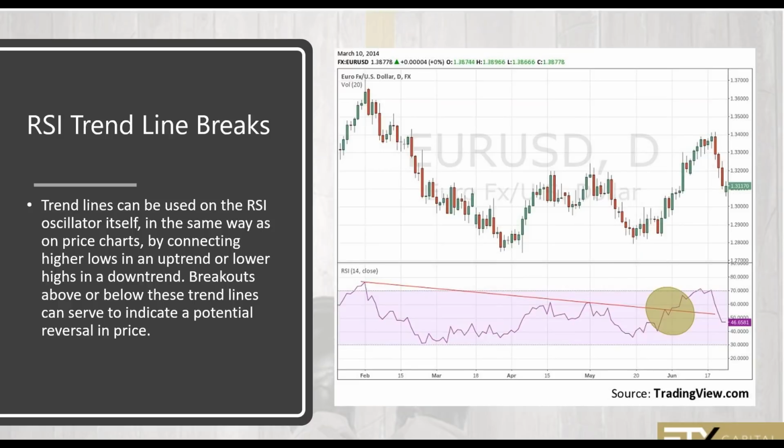Trend lines can be used on the RSI oscillator itself in the same way as on price charts, by connecting higher lows in an uptrend or lower lows in a downtrend of the indicator. Breakouts above or below these trend lines can serve to indicate a potential reversal in price.